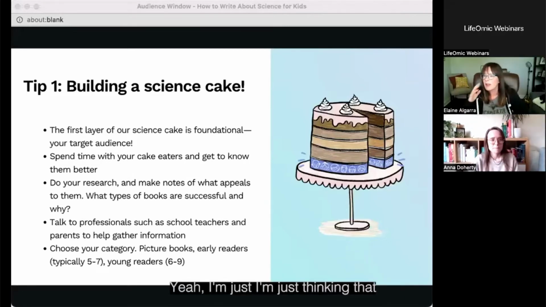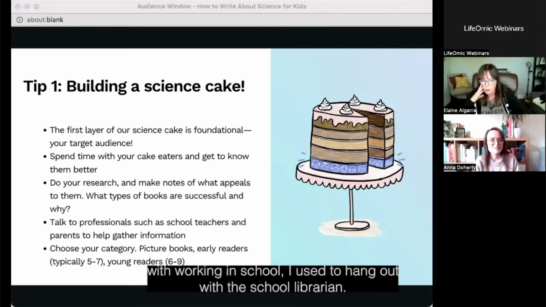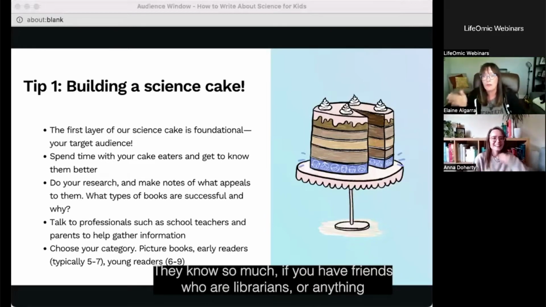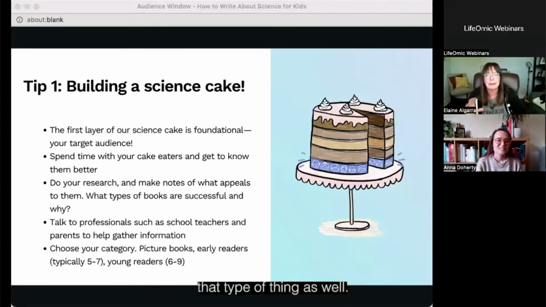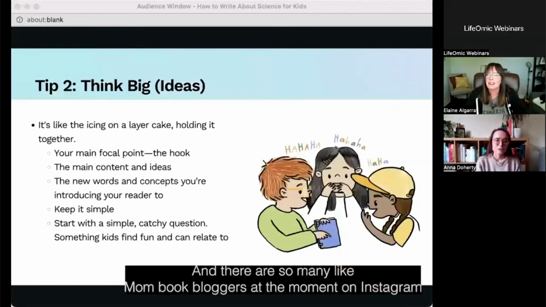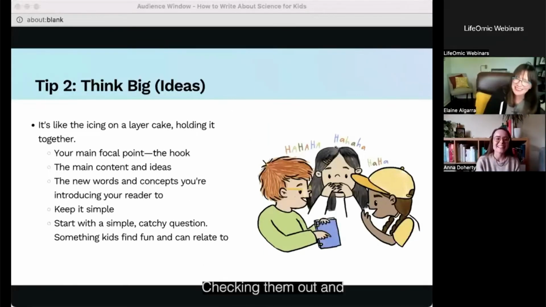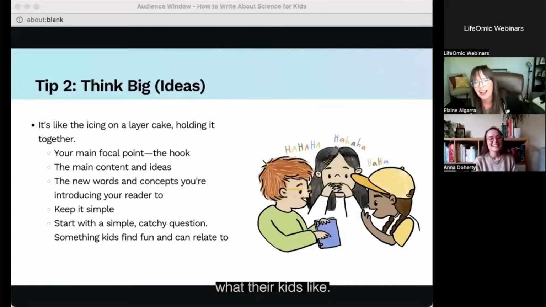Yeah, I'm just thinking that with working in school, I often used to hang out with the school librarian. They know so much. If you have friends who are librarians or anything like that, pick their brains. They know which books get checked out, which ones don't, that type of thing as well. So that's pretty cool. And there are so many mom book bloggers at the moment on Instagram, so check them out and see what their kids like.